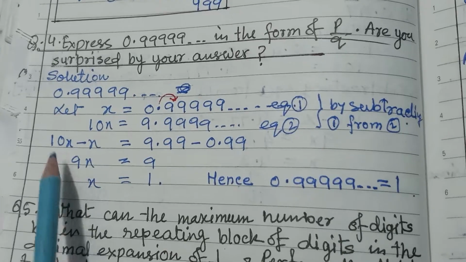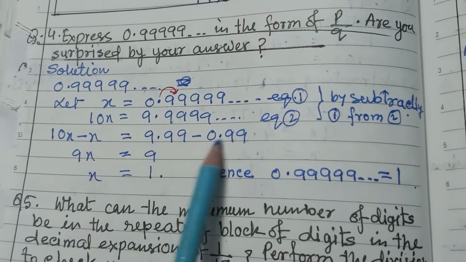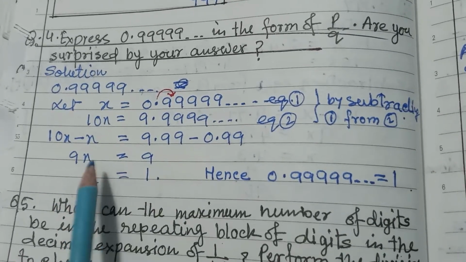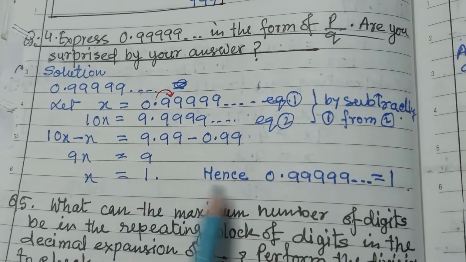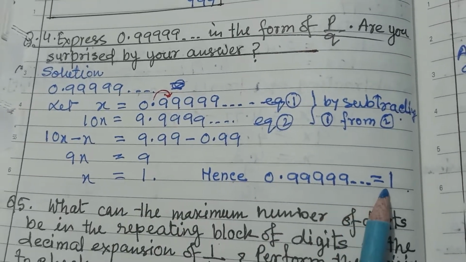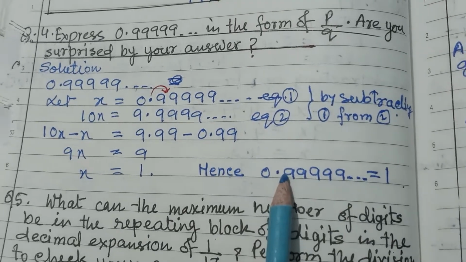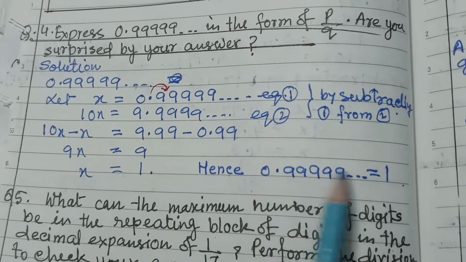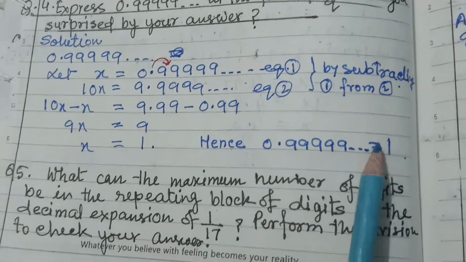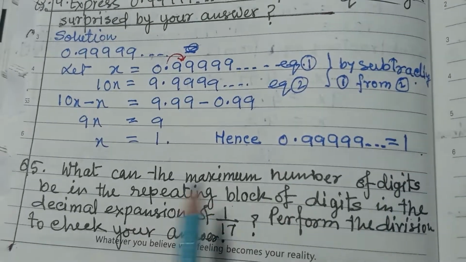Now minus, it is 9x is equal to 9. x is equal to 9 upon 9, means 1. Hence this is equal to 1. Actually, when we round off this figure, 9 will add 1, so it is 10 only. So it is 10, means 1 will come.